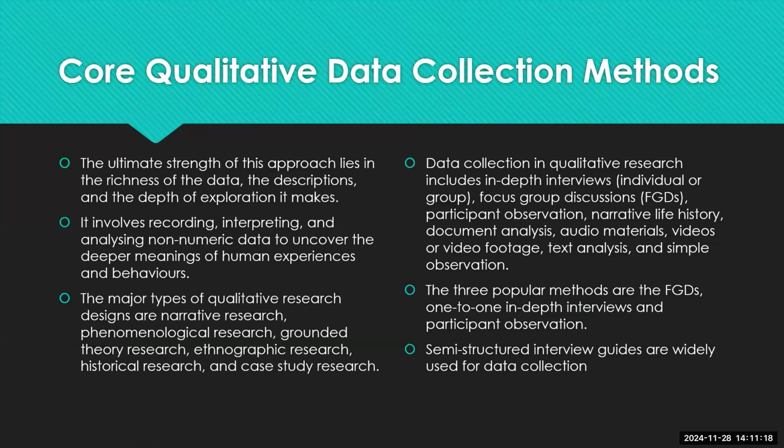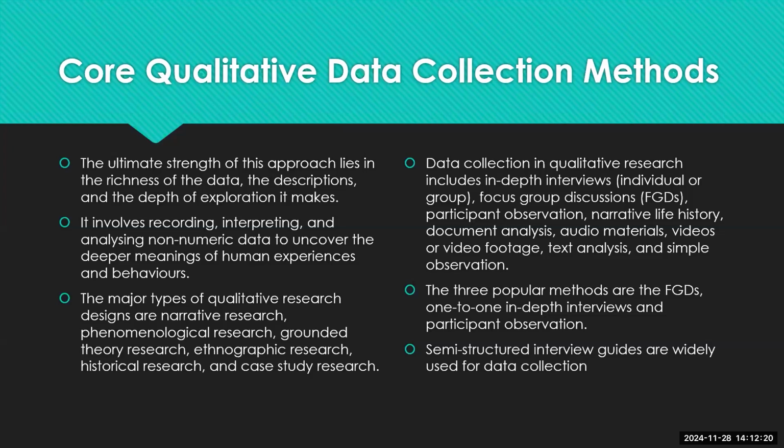So qualitative data collection involves a number of things, but it's quite important to understand that the ultimate strength of the qualitative approach lies in the richness of the data. This means that the more descriptions there are about a certain phenomenon or a certain condition, the more depth there is in exploring what it is and how it came to be. So the more we engage with participants, the better our chances of having a complete understanding of what is happening. So qualitative data collection involves recording, interpreting, and analyzing data to uncover deeper meanings of human experiences and behavior. And there are some major types of qualitative research.